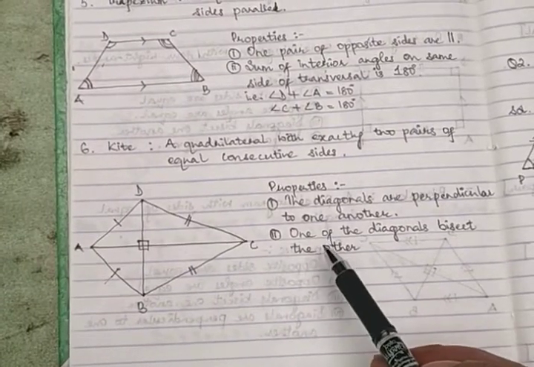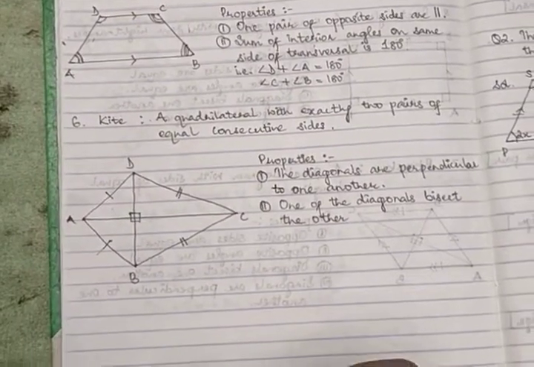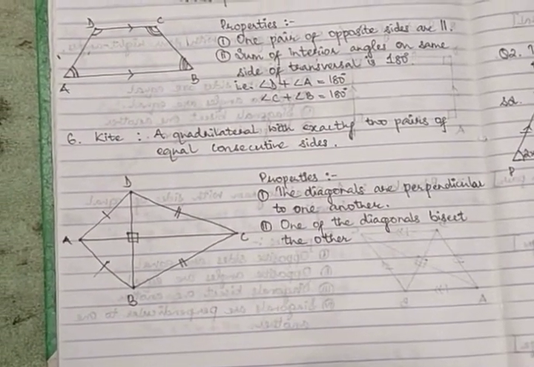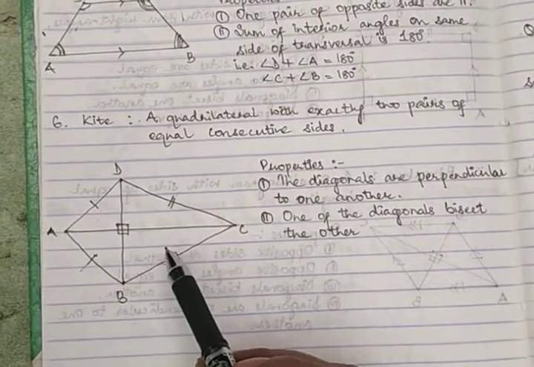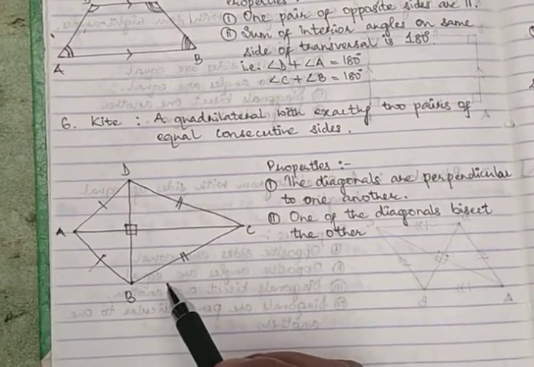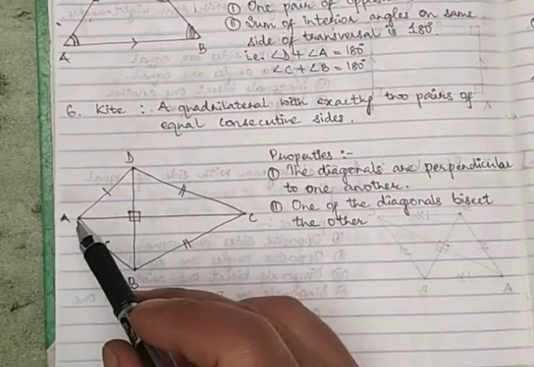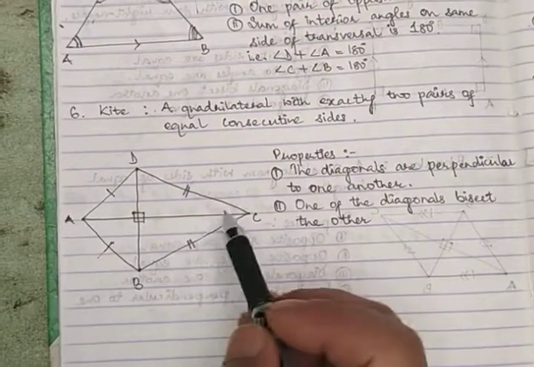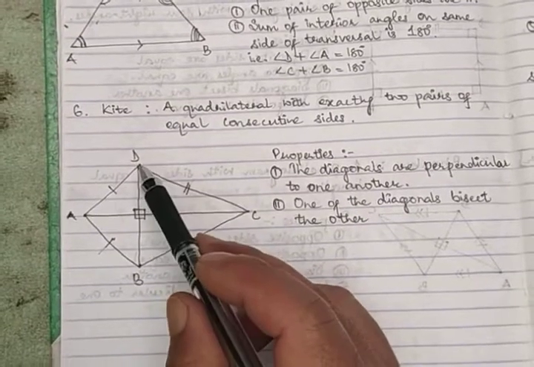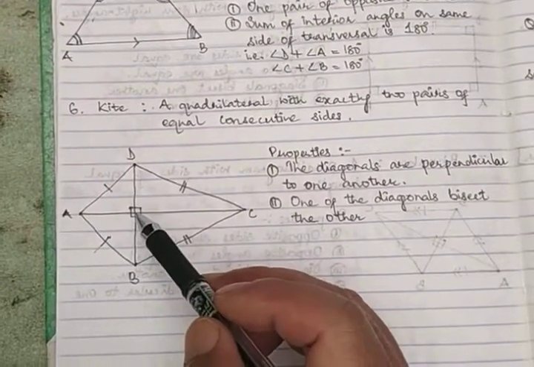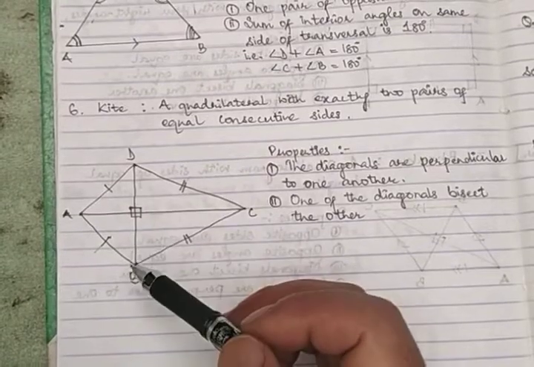Now the second property is that one of the diagonals bisects the other. What does the term bisect mean? Bisect means it divides into two equal halves. Just by looking at the figure, you can figure out which one is bisected. It's simple. The line DB is bisected. We cannot say AB is bisected because from here to here and from here to here, how can they be equal? But what we can conclude is that from here to the perpendicular point and from here to B, these are equal.